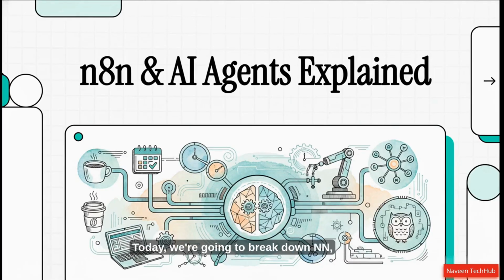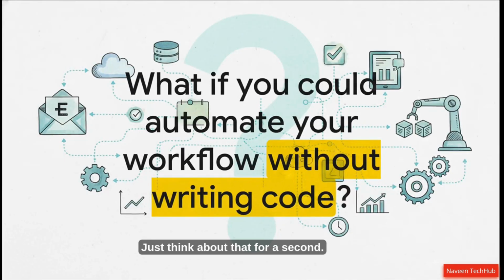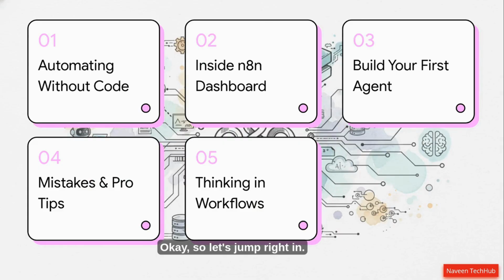Today, we're going to break down n8n, a really powerful tool that lets you automate just about anything, from simple everyday tasks all the way up to building some seriously complex AI agents. If you've ever dreamt of putting your digital life on autopilot, believe me, you are in exactly the right place. Just think about that for a second. What if you could connect all of your apps, your email, your spreadsheets, your databases, and just have them work together automatically? Well, that is the promise of workflow automation, and it can literally save you countless hours of dull, repetitive manual work.